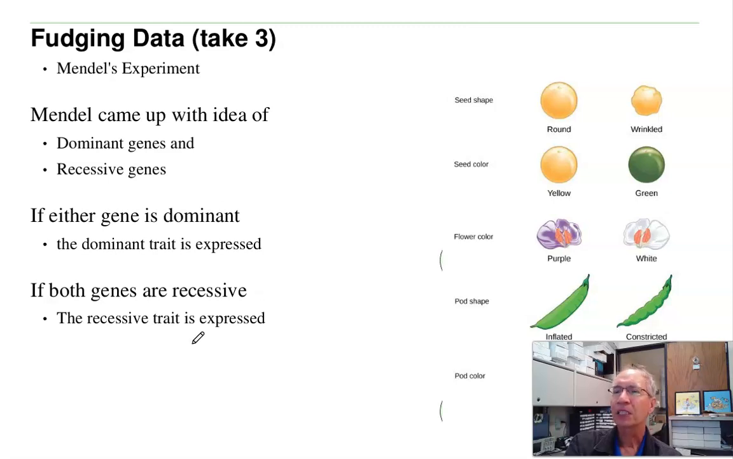Mendel came up with the idea of a dominant gene and recessive gene. What that says is if I have 2 cases of the dominant gene, I get the dominant characteristic, round, yellow, purple, stuff like that. If I have 2 instances of a recessive gene, I get things like wrinkled, green, white, constricted. If I have a dominant and a recessive, then the dominant gene shows up. That's the reason for the word dominant.